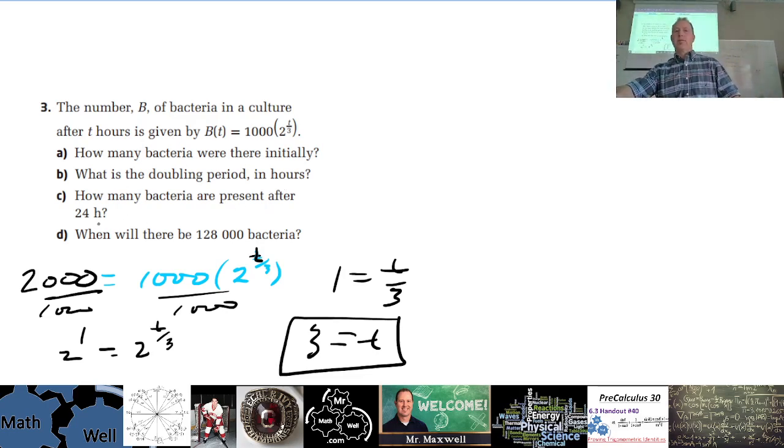How many bacteria are present after 24 hours? You just put 24 in for t. When will there be 128,000? You just put 128,000 in for b of t.